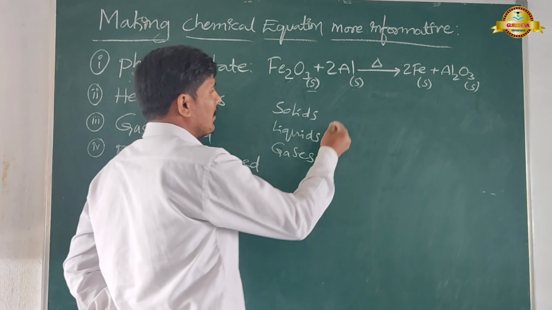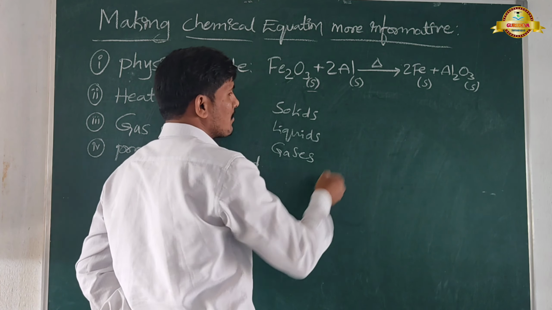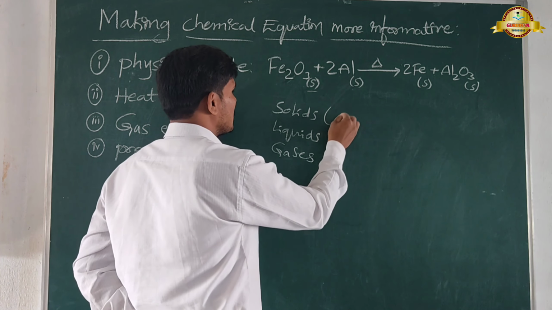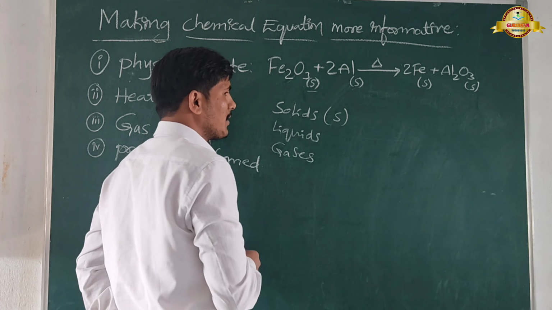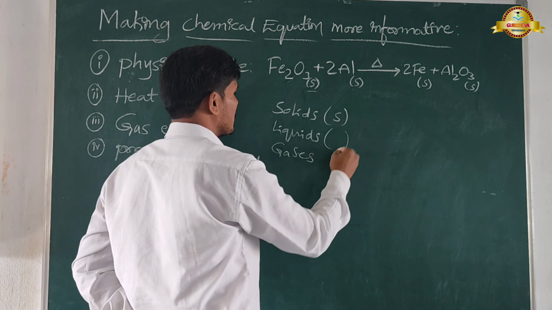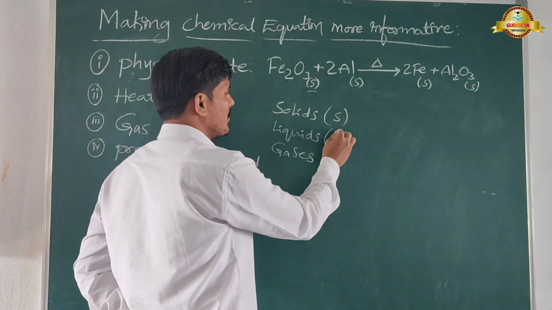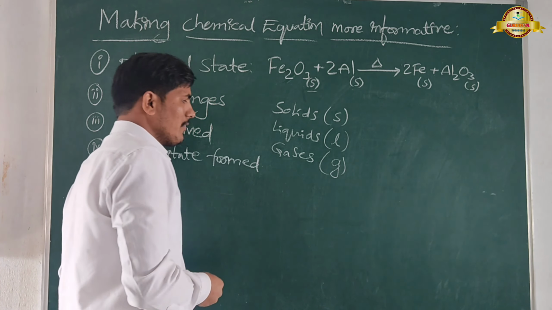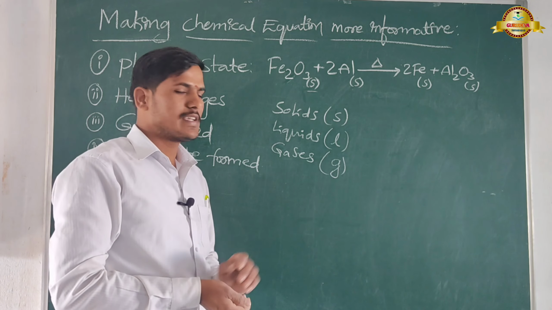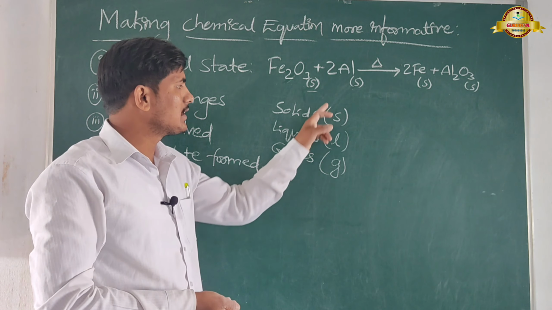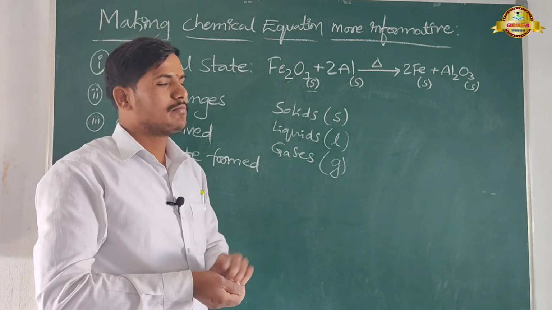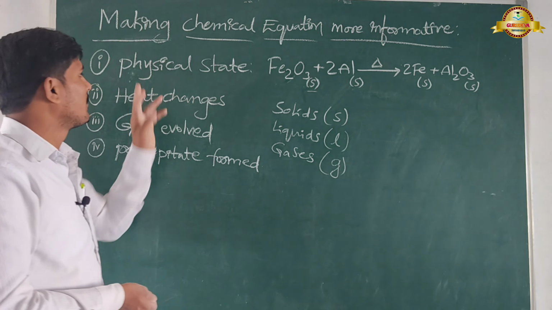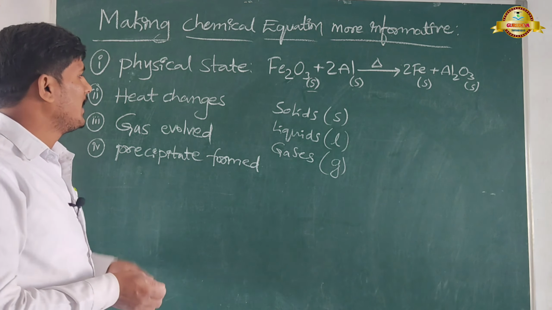Here when different reactants are present in the three states, when it is present in the solid state we represent it by using S. When a substance is present in the state of liquid, we use L, and when substances are present in the gaseous state, we use G. By using these three symbols, we show in which physical state the reactants and products are present. Okay, this is one. Next, heat changes.